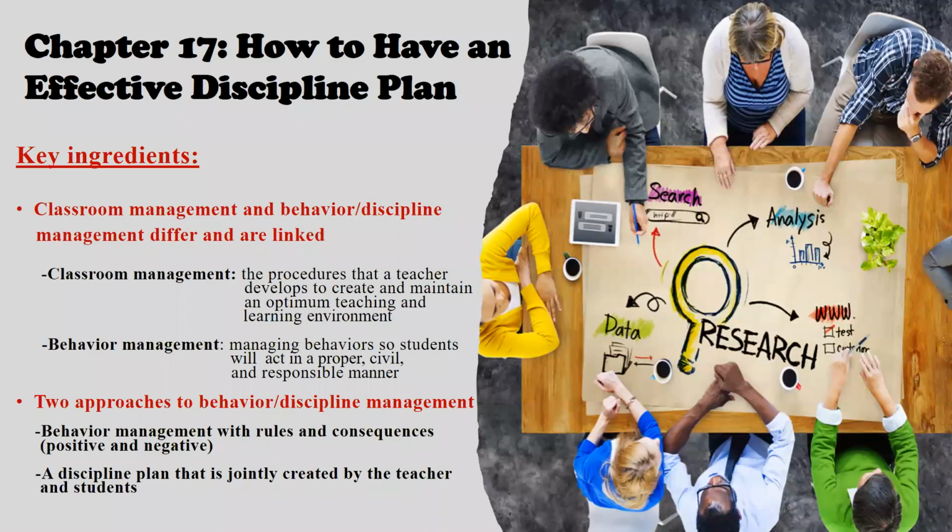In Chapter 17, How to Have an Effective Discipline Plan, the authors point out how classroom management and behavior management are unique endeavors, yet the two are closely connected. As we have understood previously, classroom management is concerned with the use of procedures to create and maintain an organized and productive learning environment, whereas behavior management focuses on managing student behaviors so that students will practice self-discipline and act in a proper, civil, and responsible manner.